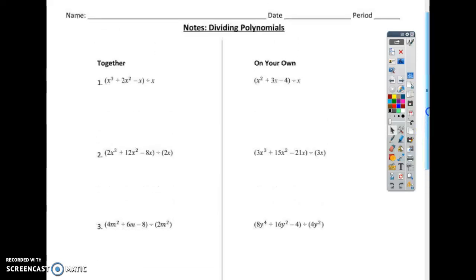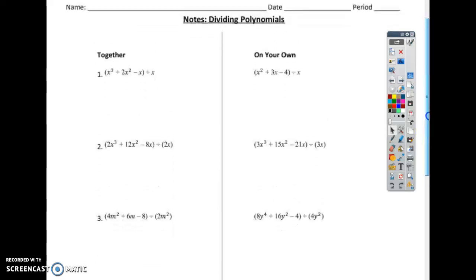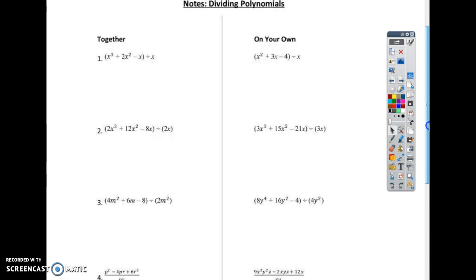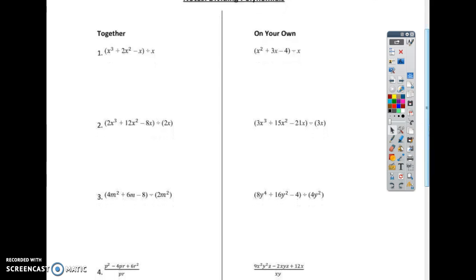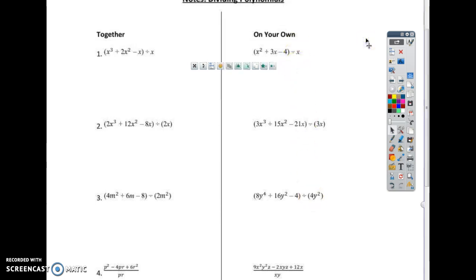Okay, so today we're going to be dividing polynomials. We'll do one together, and then you'll do one on your own, and then we'll keep going. Make sure that you're pausing when I say try the right side on your own.